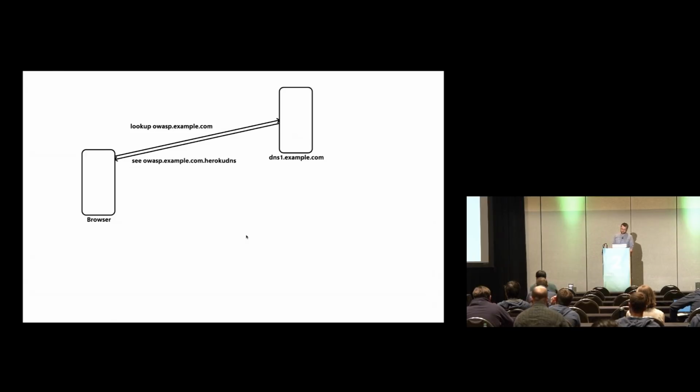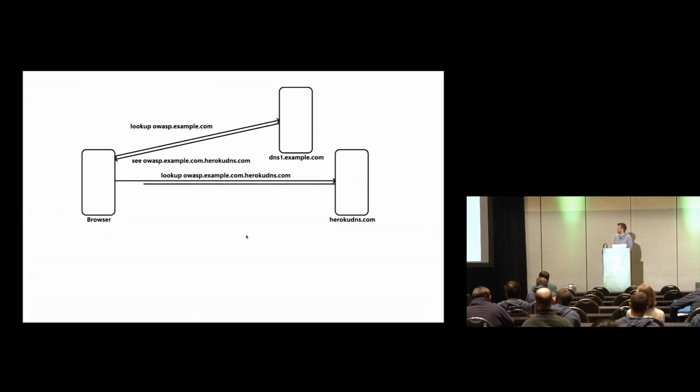So to show it as an animation instead, we go out and say, hey, I want to know the IP of OWASP.example.com. It's going to go to the DNS of example.com, which is going to say, hey, you should go over at Heroku DNS and ask them instead. So you go over there, and you get an IP back, and then you can go and reach the actual service running on Heroku. And everything works fine.